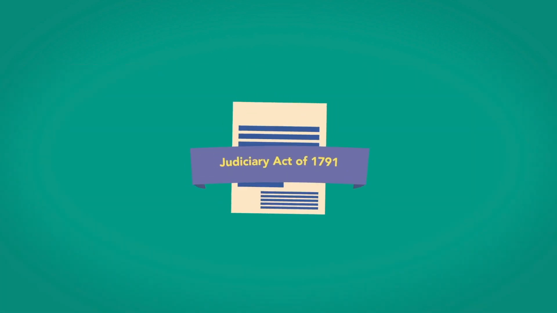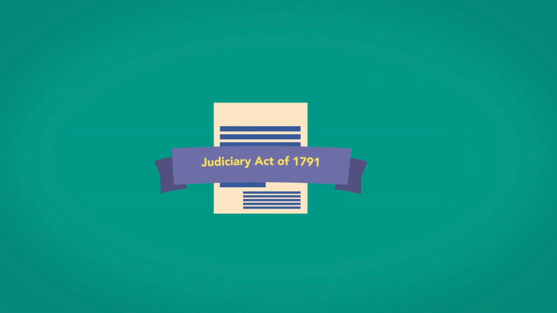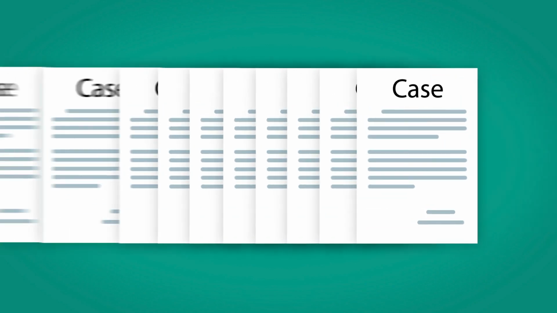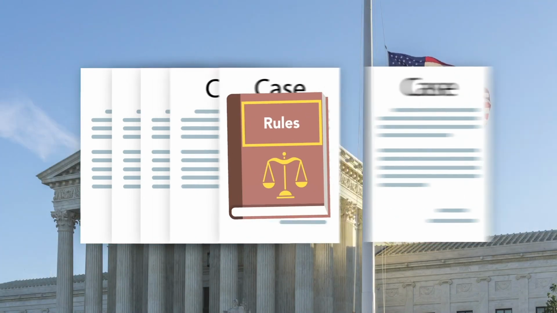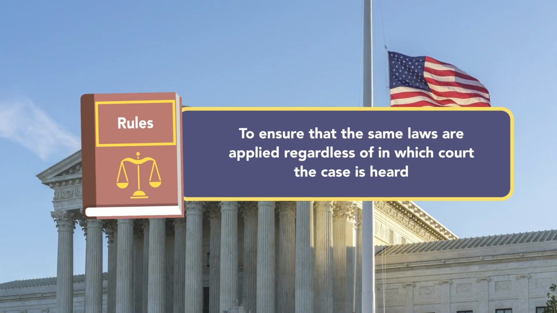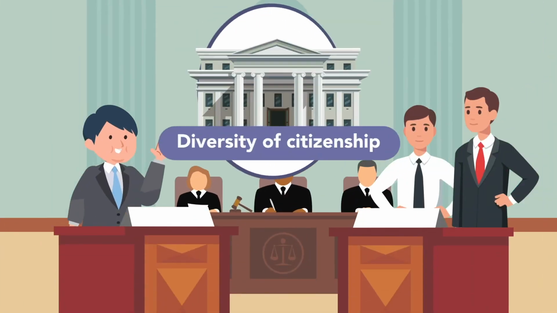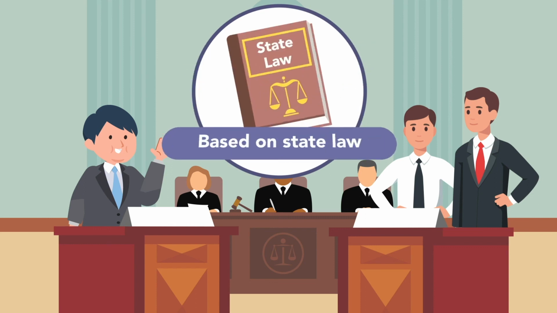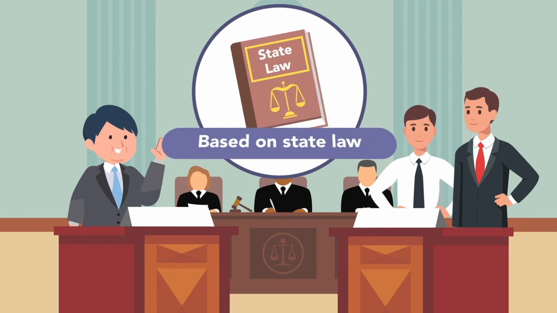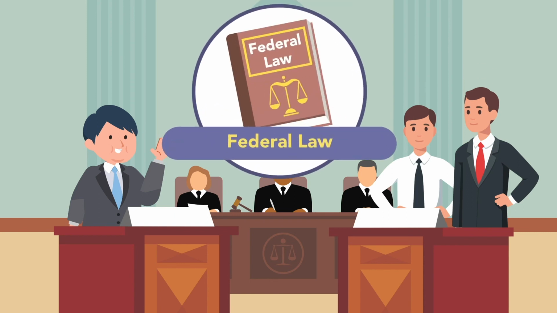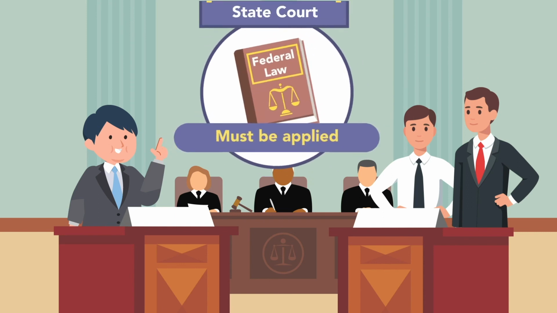Thus, between the Judiciary Act of 1791, a landmark 1938 case called Erie Railroad v. Tompkins, and a long line of cases since, rules have developed to ensure that the same laws are applied regardless of in which court the case is heard. Where cases are in federal court due to diversity of citizenship and the grounds for the suit are based on state law, state law must be applied even in federal court. Conversely, where federal law applies, it must be applied even in state court.